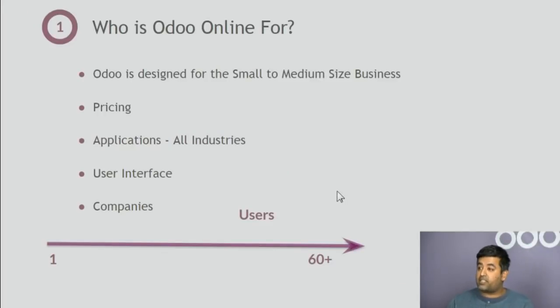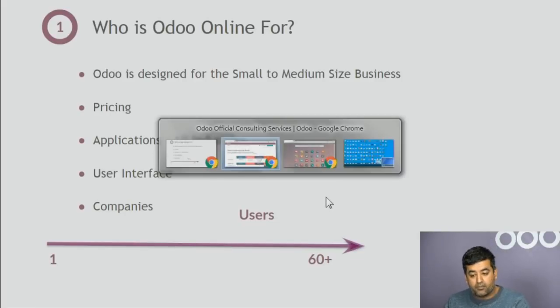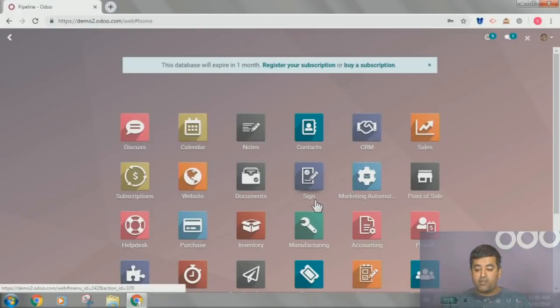So that's pricing, applications. We already talked about it. There's no industry focus. You saw the pricing page. It's modular. You can scale up. You can start with one app or a couple of apps. And as your business grows, so can your Odoo as well. Let's take a look at the user interface. So here's the demo database. I'm just going to jump into any one of these applications.